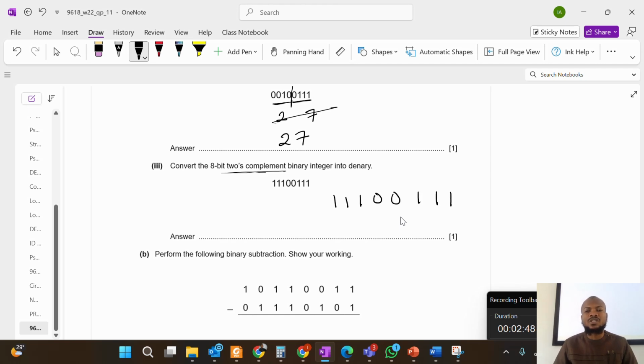So the number is 11100111. So 2 raised to power 0 is 1, 2 raised to power 1 is 2, 2 raised to power 2 is 4, okay, 8, 16, 32, 64, minus 128. Don't forget, calculator is not allowed. So you start to multiply.